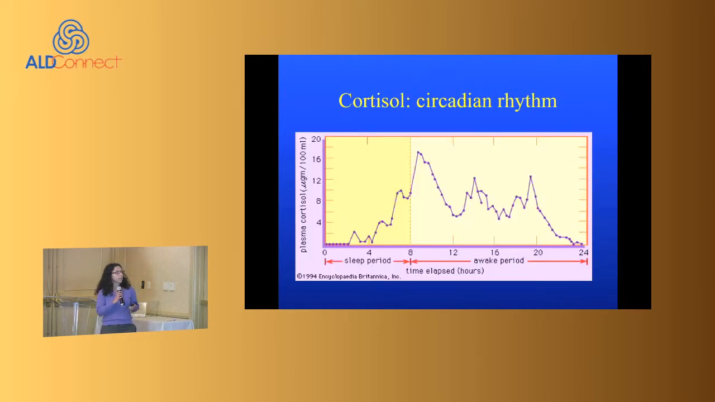Here is a picture of what our cortisol production would look like during a normal day. Plasma cortisol is on the y-axis, and time is on the x-axis. Zero is basically midnight, then 4 a.m., 8 a.m., noontime, 4 p.m., 8 p.m., and then back to midnight. What you can see is that there is a nice rise in cortisol production in the very early morning, which then comes down. And then there is another peak later in the afternoon, and overnight there's actually very little cortisol production. It's very difficult to recapitulate this with our current glucocorticoid medications.